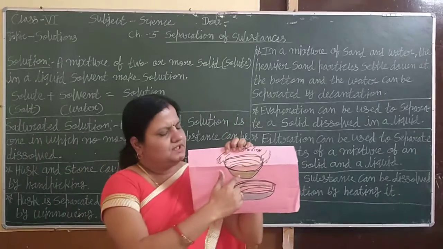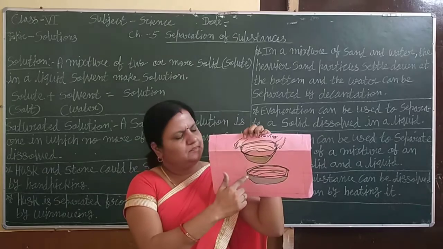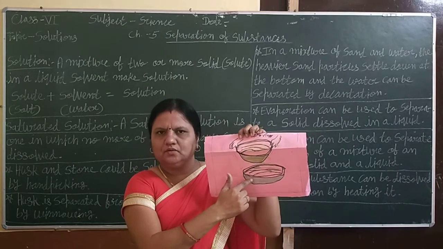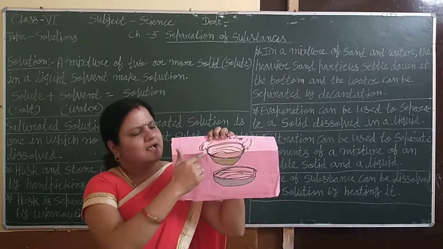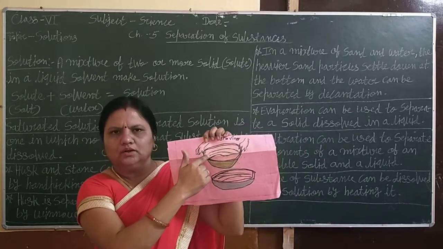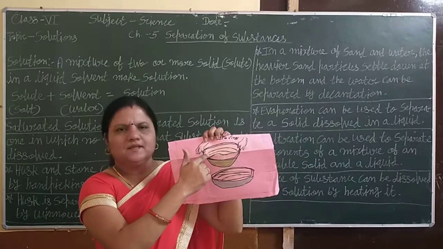In this picture, in sieving, we can see that pure flour goes down into the container and the impurities which are present in the flour remain on the container known as the sieve.